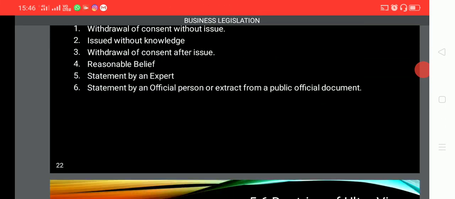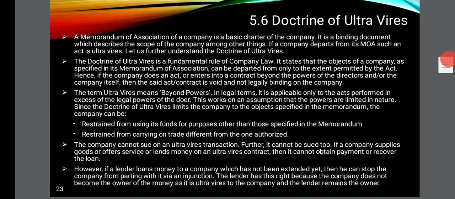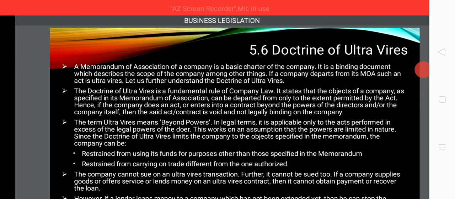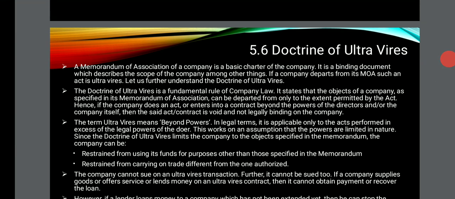Now let us go for the doctrine of ultra vires. Memorandum of association of the company is the basic charter of the company. It is a binding document which describes the scope of the company among other things. If the company departs from its MOA, such an act is ultra vires. Let us further understand the doctrine of ultra vires.